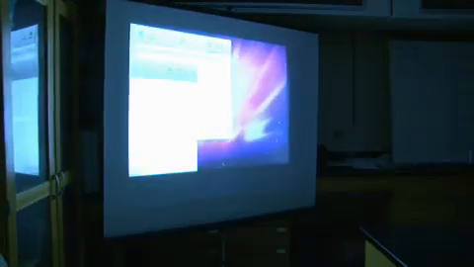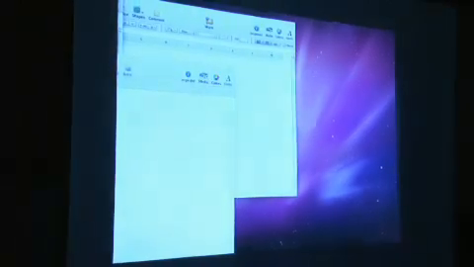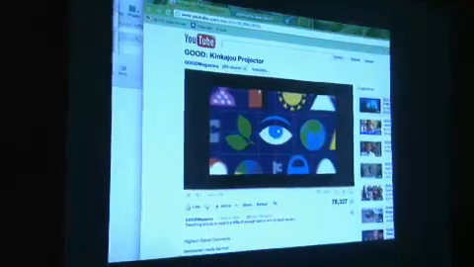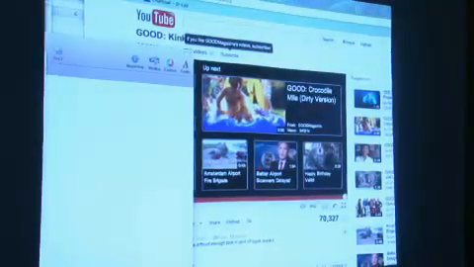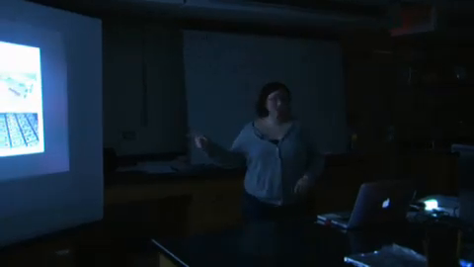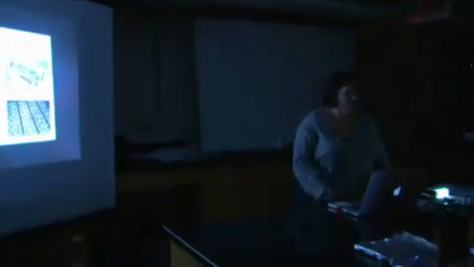About the Kinkajou projector, which was actually originally invented here at MIT in 2009. So here we go. So that's the Kinkajou, which, as I mentioned, is an offshoot. And you can notice already how much brighter this classroom is just from the little projector. It's sort of shocking from our projector, which is amazingly bright now.